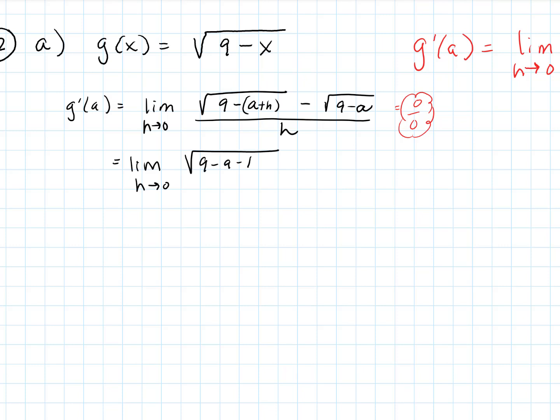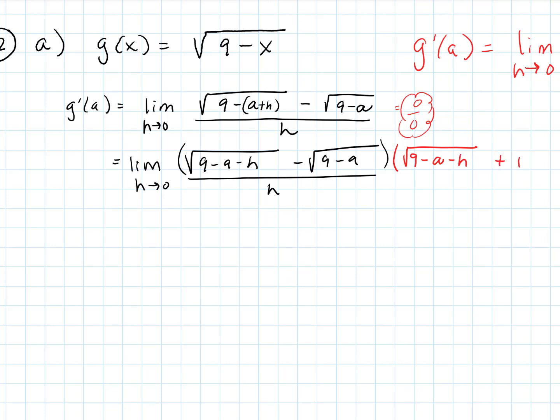So we've got the square root of 9 minus a minus h, minus the square root of 9 minus a, all over h, and we're going to multiply top and bottom by the conjugate. The square root of 9 minus a, I'll try to make my a's and my 9's look different, plus the square root of 9 minus a. And of course, whatever we do in the top, we have to balance by doing the same product of the h in the bottom. So we'll multiply top and bottom of this expression by that conjugate, and then we distribute.